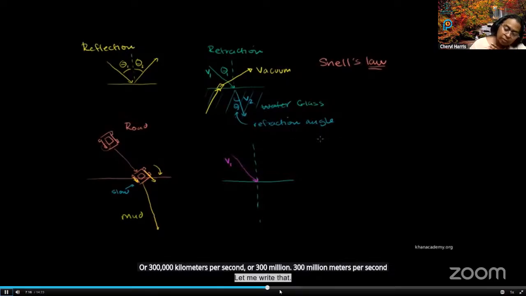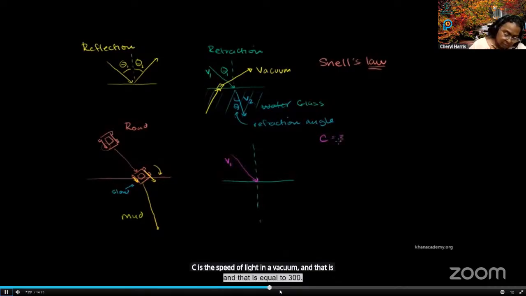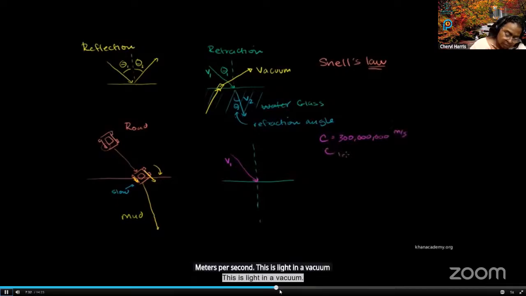Let me write that. So c is the speed of light in a vacuum, and that is equal to 300. It's not exactly 300. I'm not going to significant digits. It's true to 3 significant digits. 300 million meters per second. This is light in a vacuum.